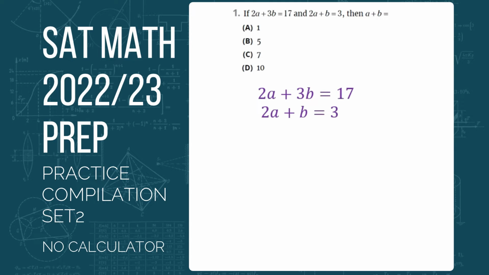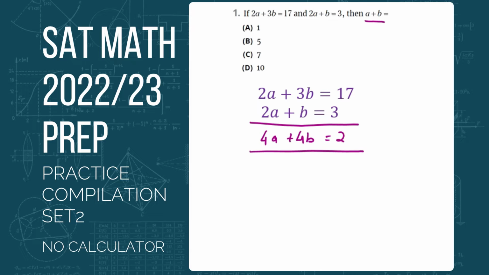2a plus 3b is equal to 17 and through a plus b is equal to 3. Then find a plus b. The best way to do this is by adding the two equations. 2a plus 2a gives me 4a, 3b plus b gives me 4b.